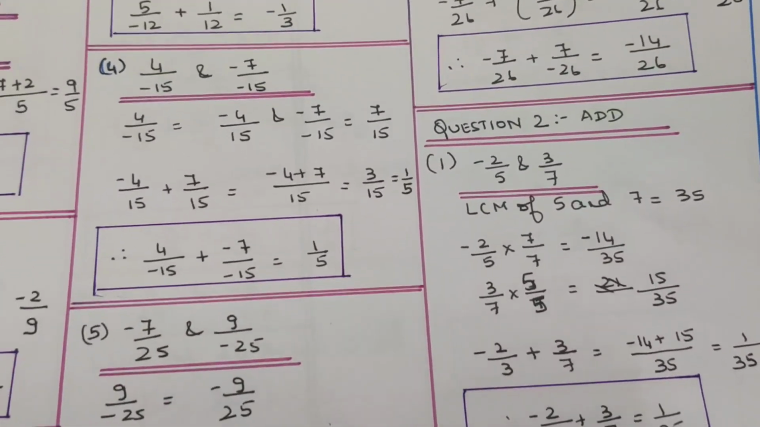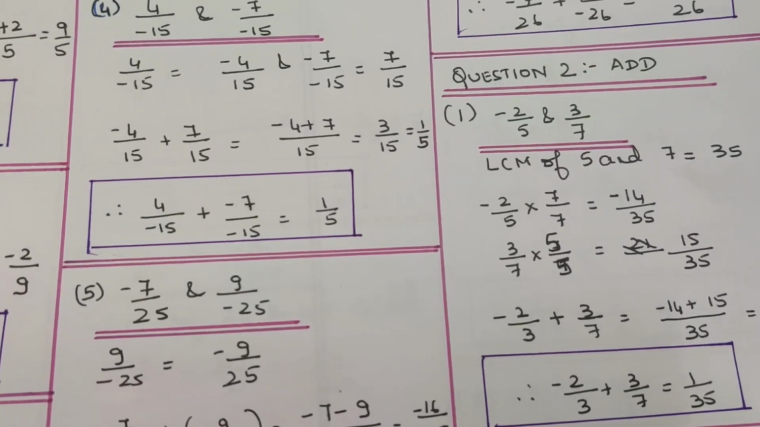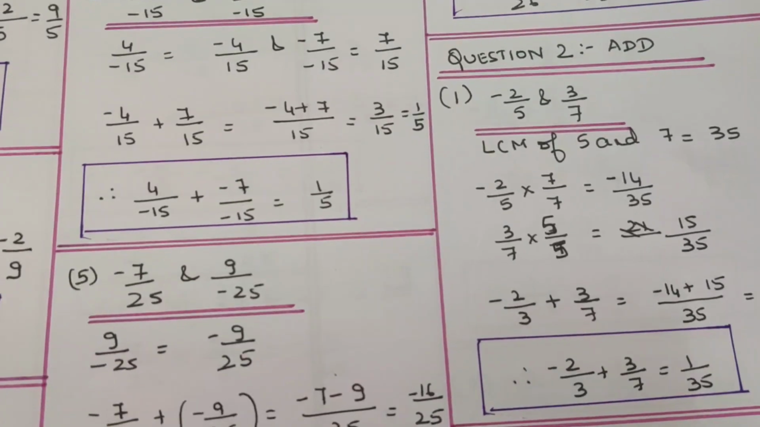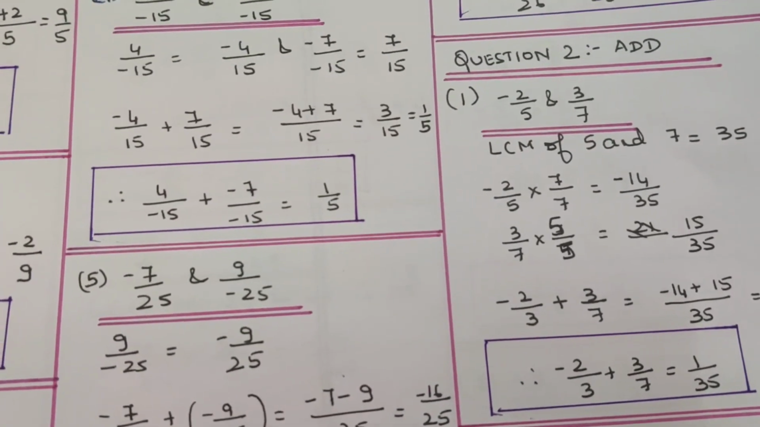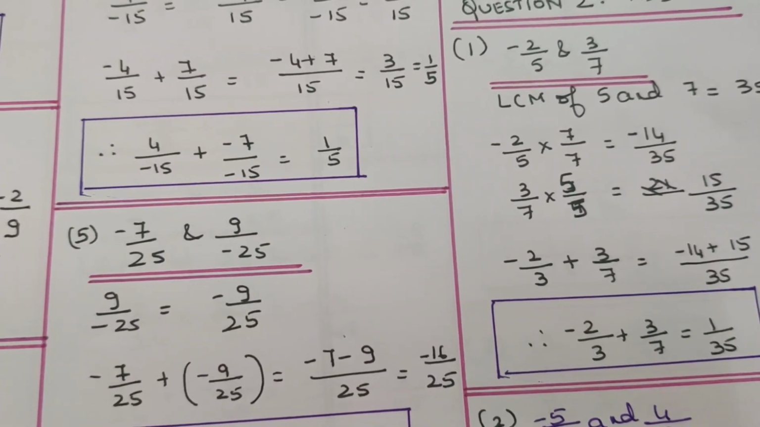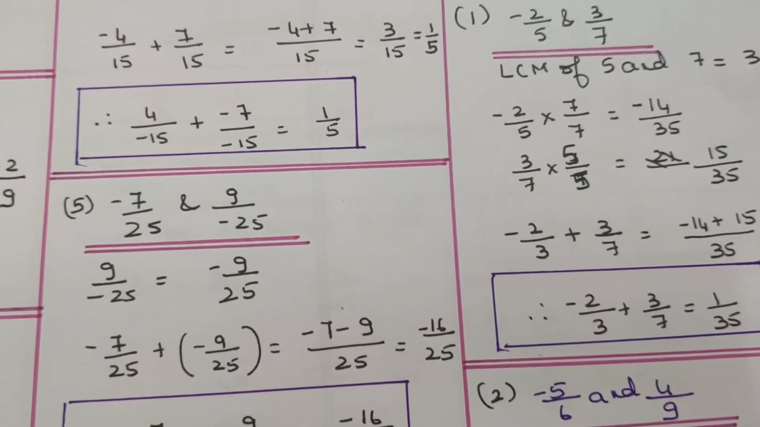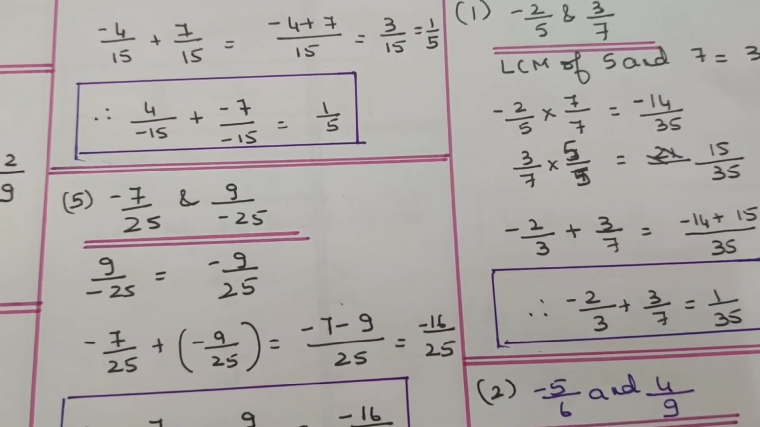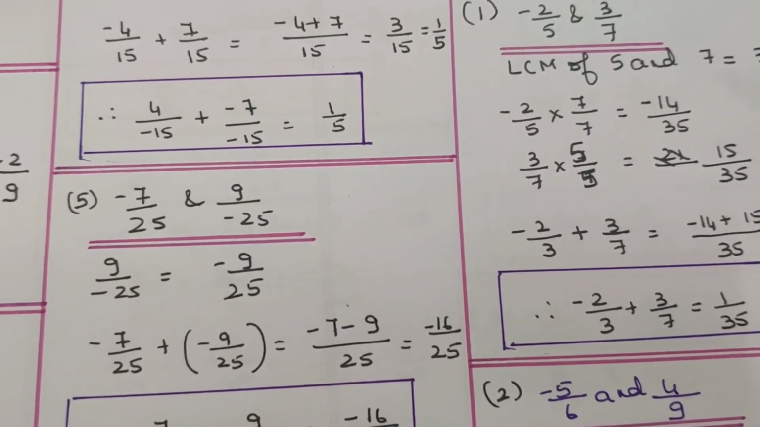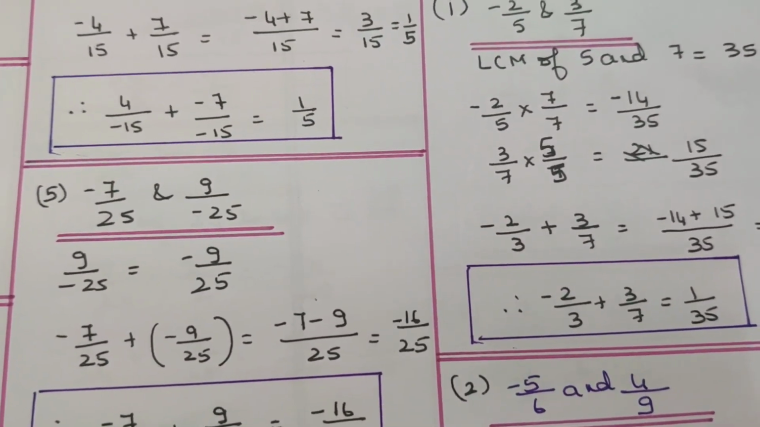So let's move on to question number 2, that is again add, but now you have different denominators. So minus 2 by 5 and 3 by 7, the LCM is 35. So you convert these numbers to have common denominators. So minus 2 by 5, we multiply it by 7 by 7 to get the denominator as 35. So we get minus 14 by 35. Similarly, 3 by 7, if you have to get the denominator as 35, you multiply by 5. Therefore, you multiply numerator and the denominator by 5. You get the number 3 by 7 as 15 by 35.